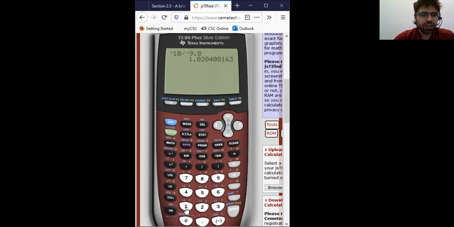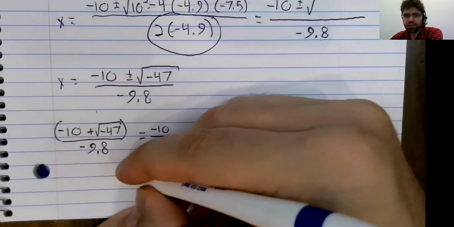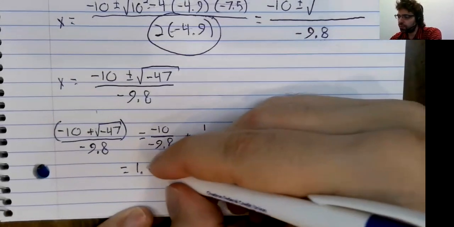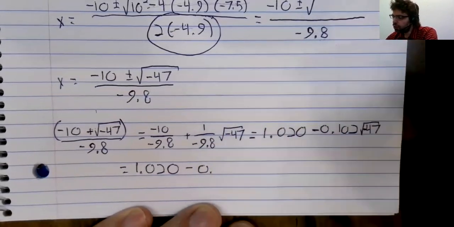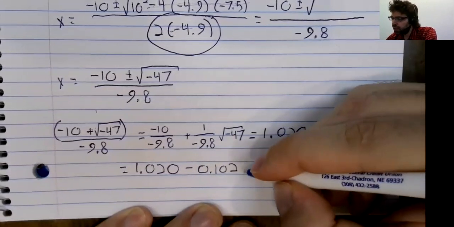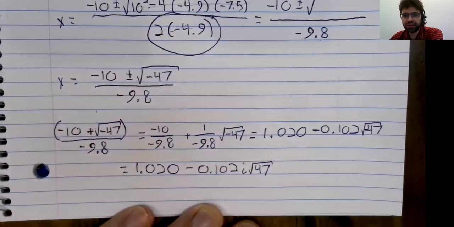1.020. Then 1 divided by negative 9.8 minus 0.102 times the square root of negative 47. Let you see that. So that's this, 1.020 minus 0.102 times the imaginary unit times the square root of positive 47.